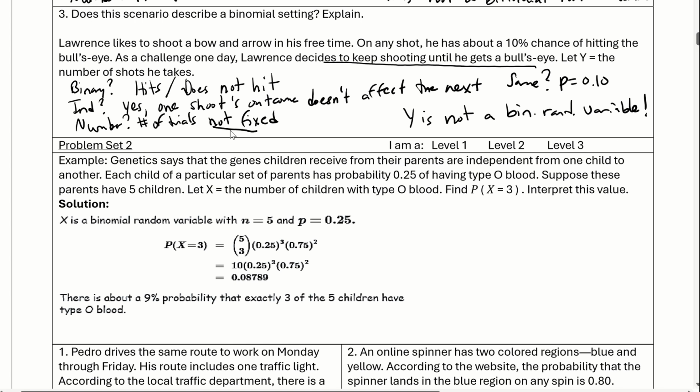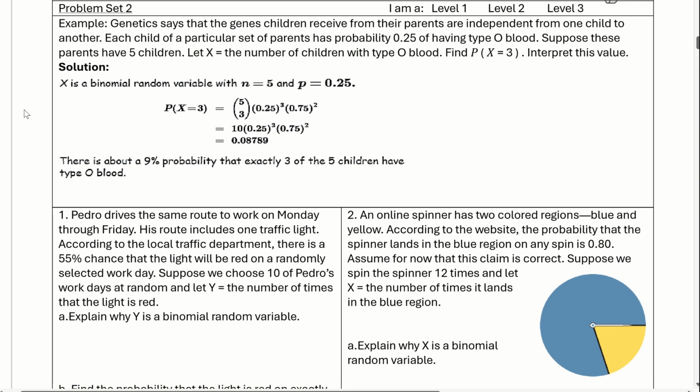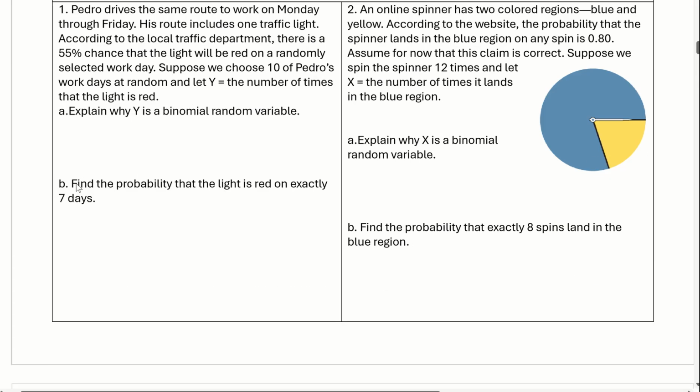Okay, so let's take a look at the next problem set. The next problem set is about calculating probabilities for a binomial random variable.